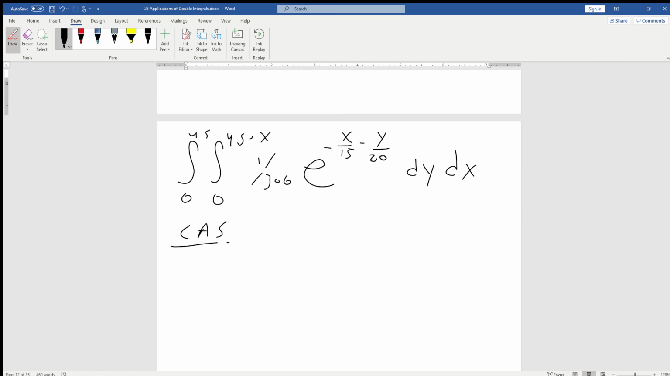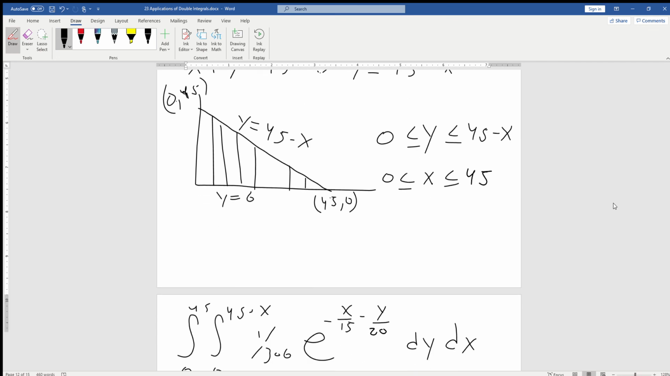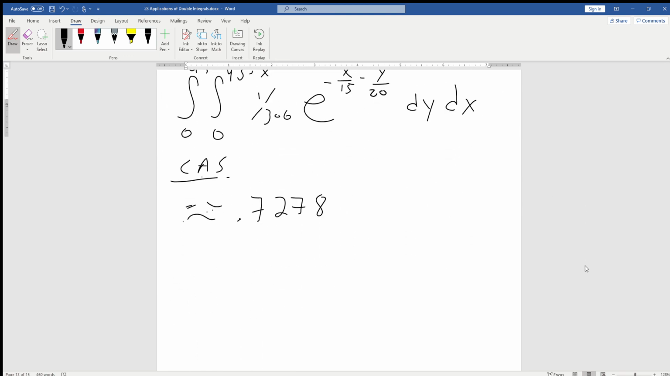Using a CAS, what I found was that the probability was approximately 0.7278. Now, unfortunately, this is not the probability that we're looking for. This is the probability under the curve. So we don't want that probability. We want everything that's greater than that. Let's understand what this represents. This is the probability of less than 45 minutes.